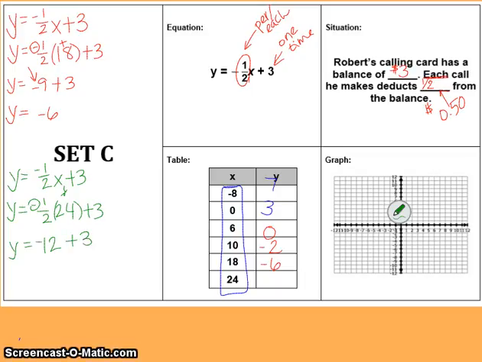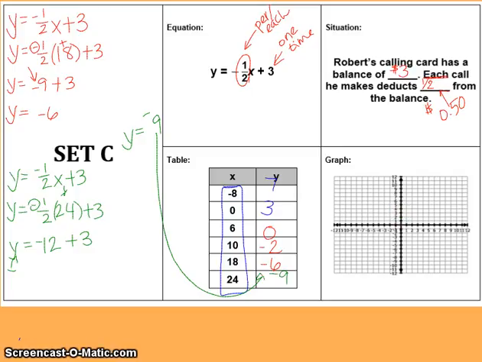If I have a negative and a positive, I actually subtract them. And so 12 minus 3 is 9. And that's a negative because I keep the sign of the larger number. So this negative 9 will go here in my y value.